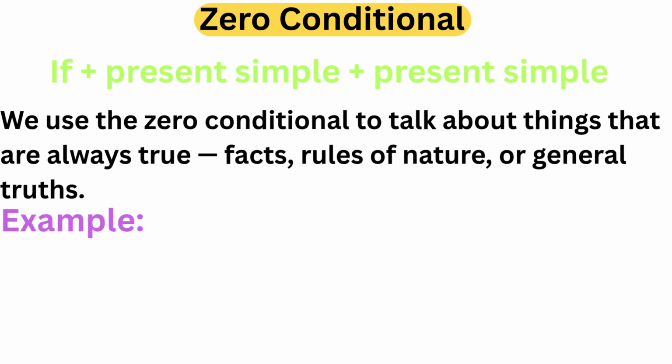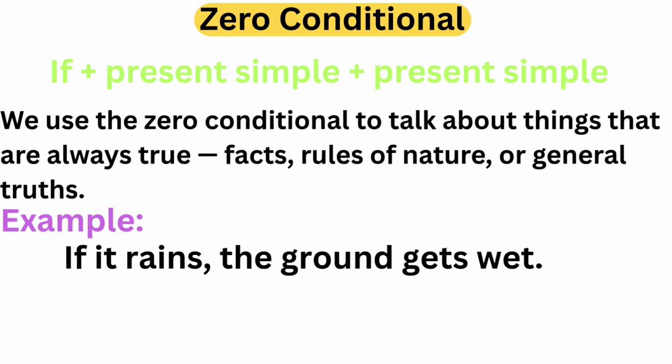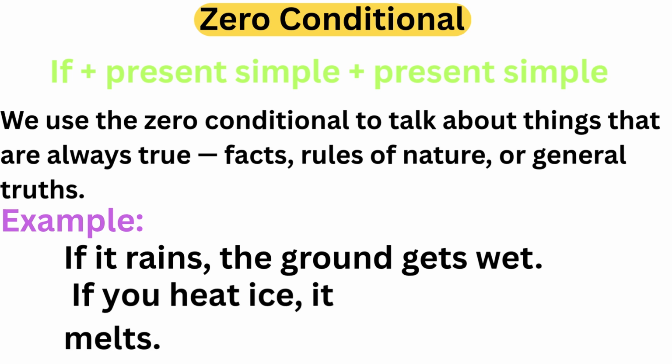Let's look at a couple of examples. If it rains, the ground gets wet. This is always true. Rain makes the ground wet, no exceptions. If you heat ice, it melts. Again, this is a scientific fact. Every time you heat ice, it melts.